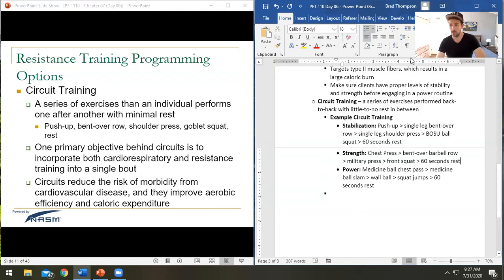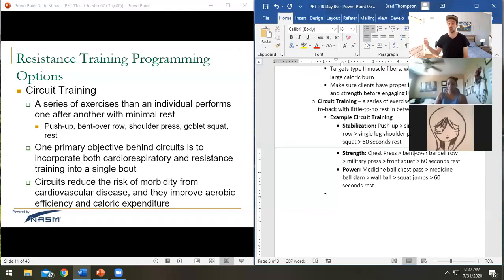So that's a really great way. These are different versions of circuits for each phase, but they go in the same order, right? It goes chest to upper back to shoulders to legs. Pretty simple stuff. And so I could put my client through 2 or 3 of those.